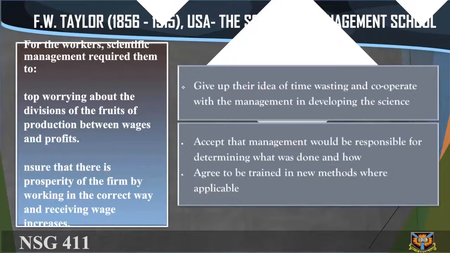For the workers, scientific management required them to stop worrying about the divisions of the fruits of production between wages and profit. Ensure that there is prosperity of the firm by working in the correct way and receiving wage increases. Give up their idea of time wasting and cooperate with the management in developing the science. Accept that management should be responsible for determining what was done and how. Agree to be trained in new methods where applicable.